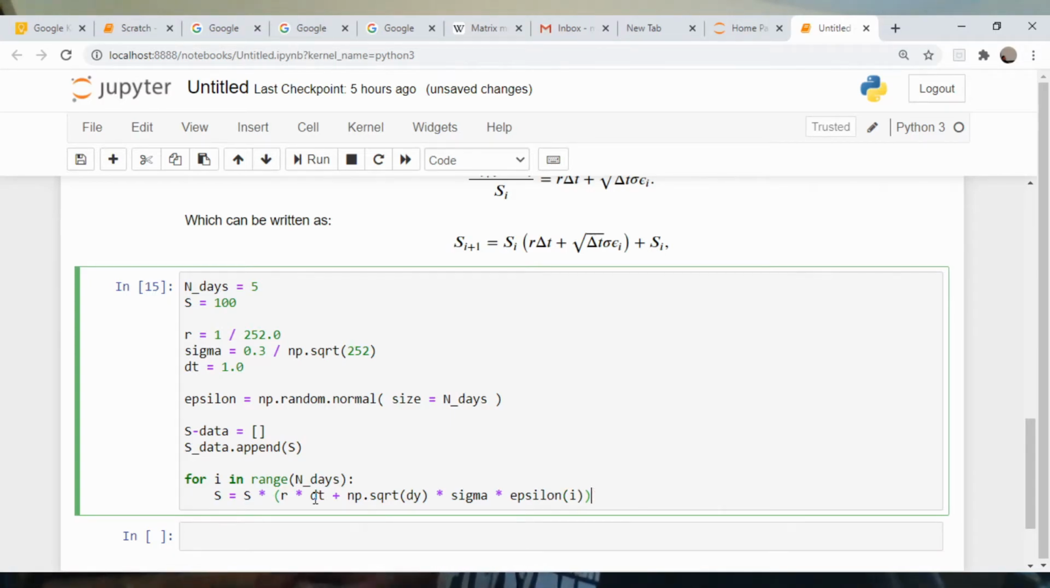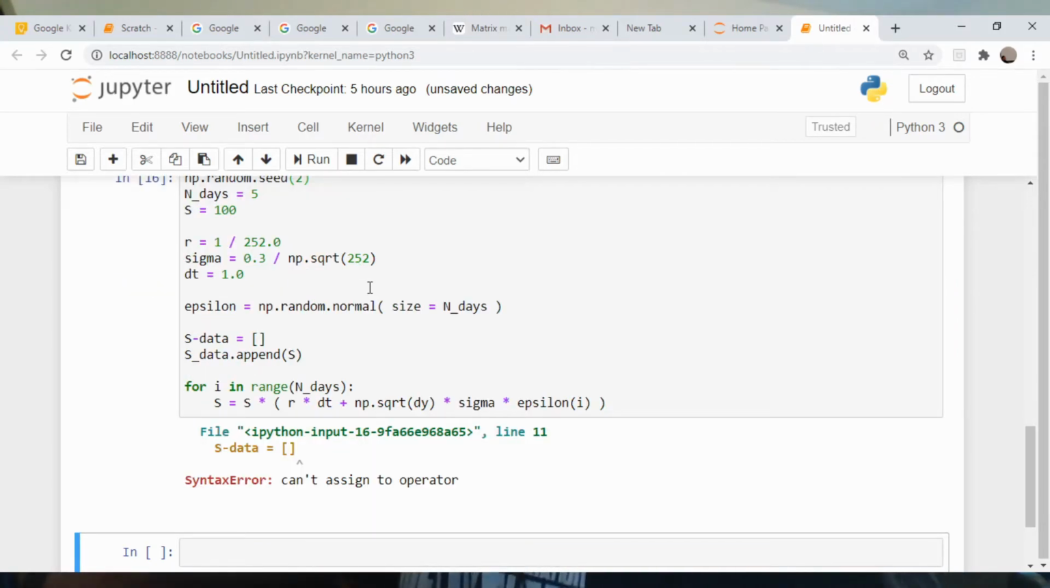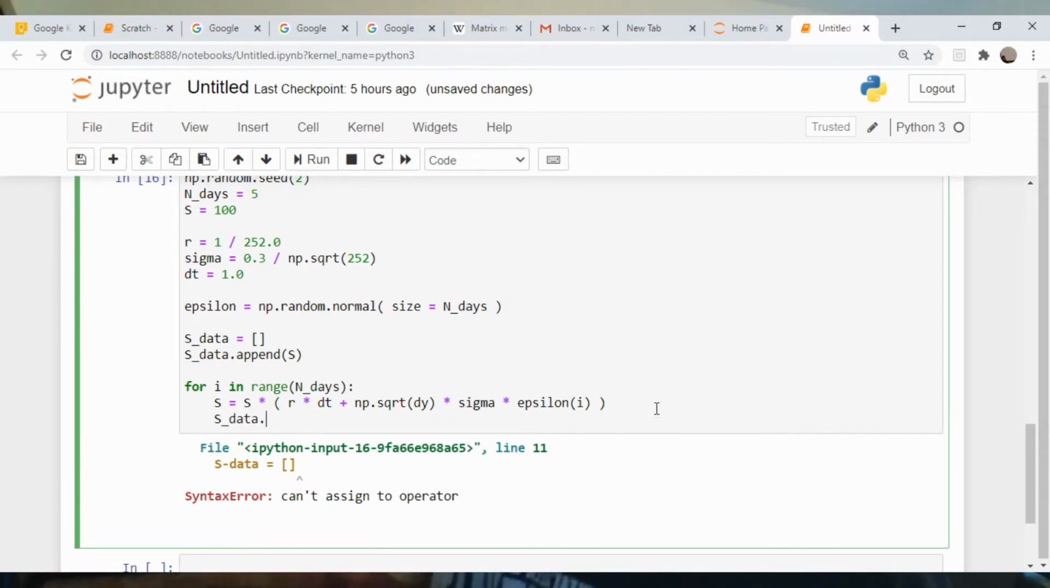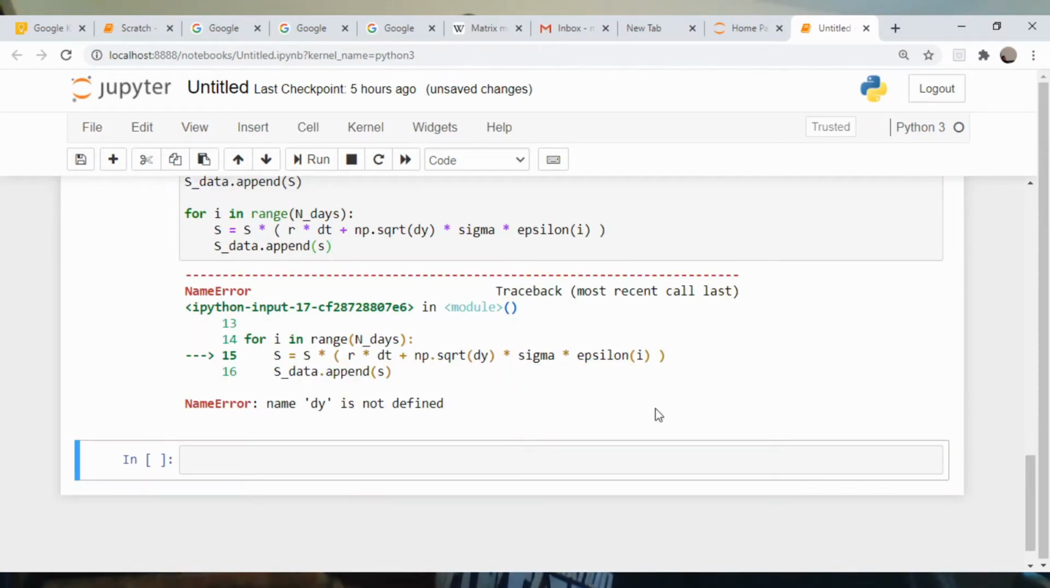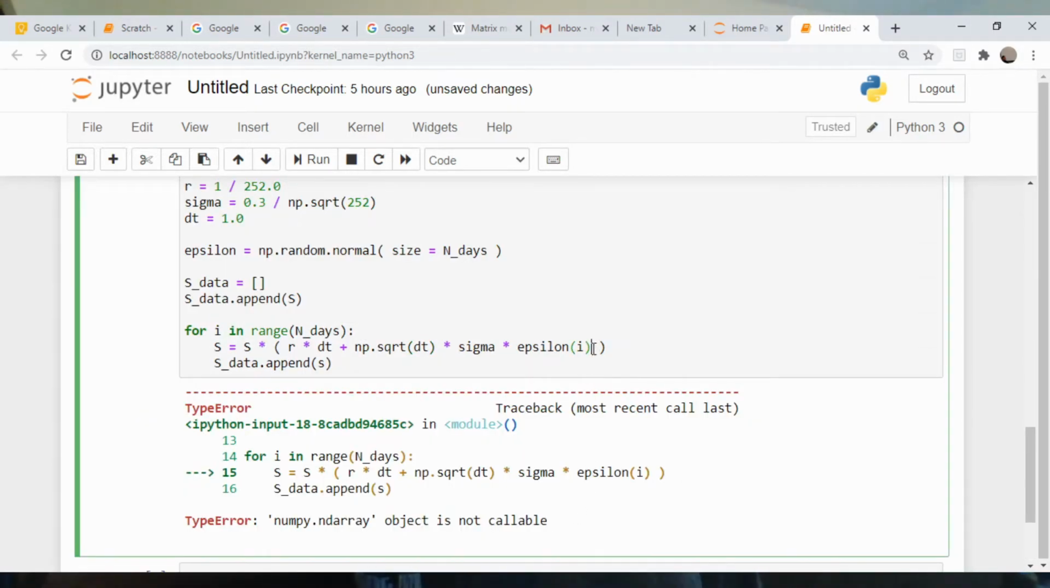Okay. What else do I need? Do I need to close? Let me offset this so it's a little easier to read. And let's also come up here and set a random seed to a constant number, np.random.seed equal to 2. Does this all run? Okay. sdata.append s. Where did I have it? There we go, dt. Come on. It's my MATLAB background kicking in. Square brackets in Python.